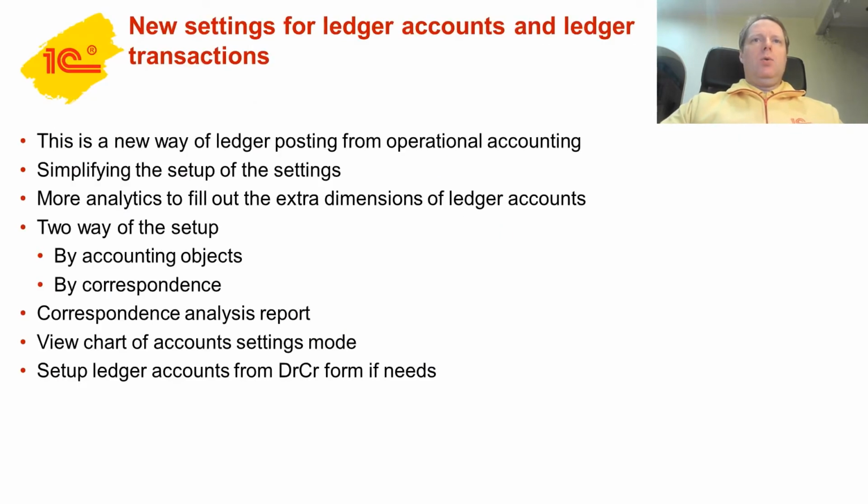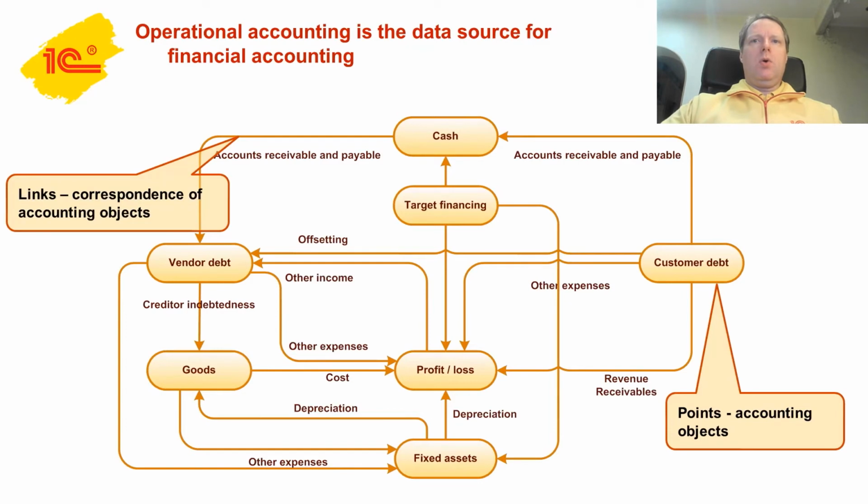Well, we have arrived at the more important and interesting feature of ERP 257: the new settings of ledger accounts and ledger transactions. This is a new way of ledger posting from operational accounting, simplifying the setup of the settings. It has two ways of setup: by accounting objects and by correspondence of accounting objects. It has an additional report and view of settings. Before we start the live demo, let's talk about what accounting objects and their correspondence are.